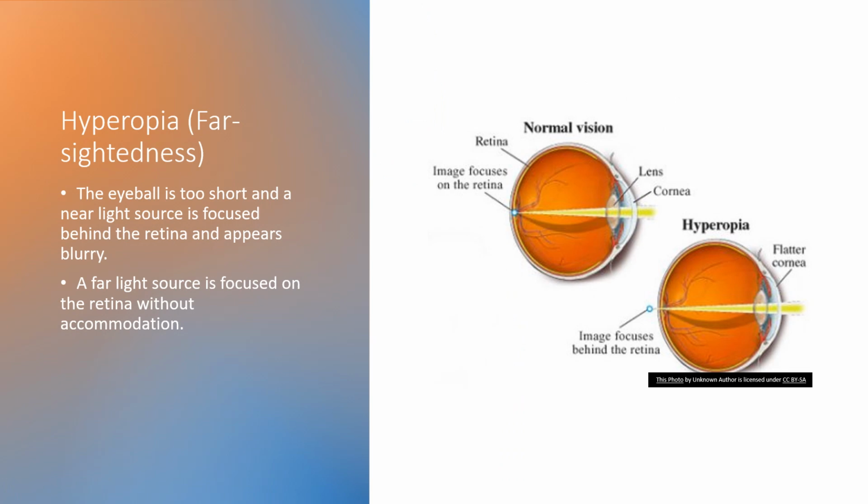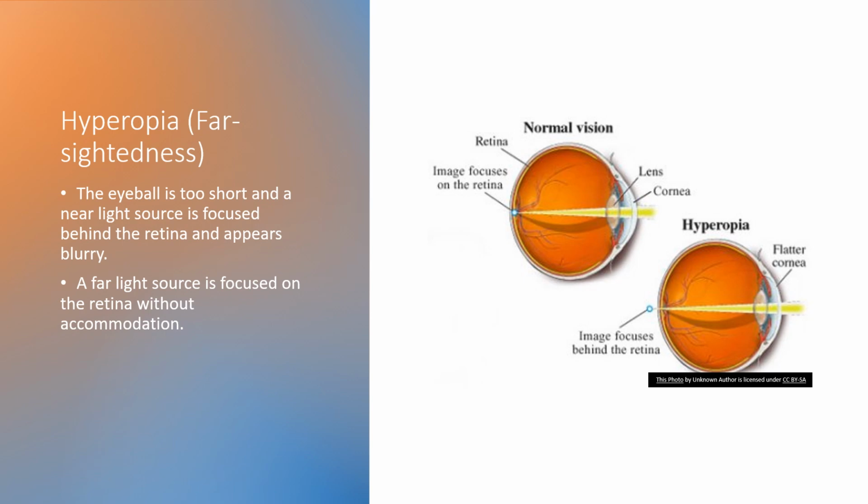The next eye condition, which I kind of touched on a little bit earlier, is hyperopia, which is farsightedness. Now, hyperopes, they're the opposite of myopes. Their strength is seeing far away, and their weakness is up close vision. Up close for them is blurry, and the eyeball is too short, and near light source is focused behind the retina, and it appears blurry. A far light source is focused on the retina without accommodation.